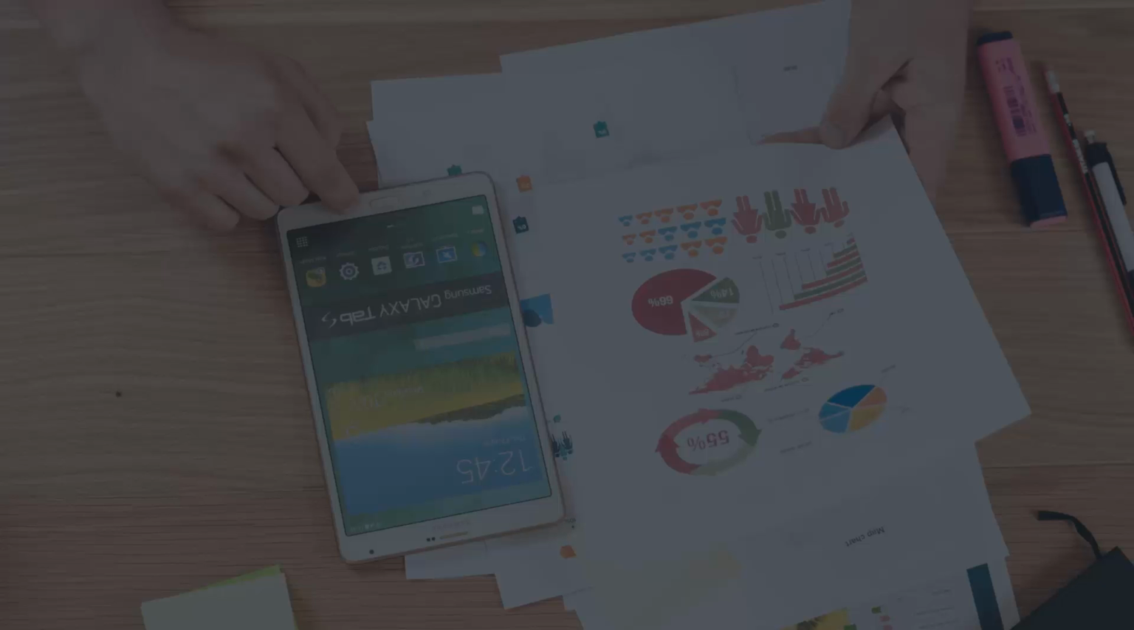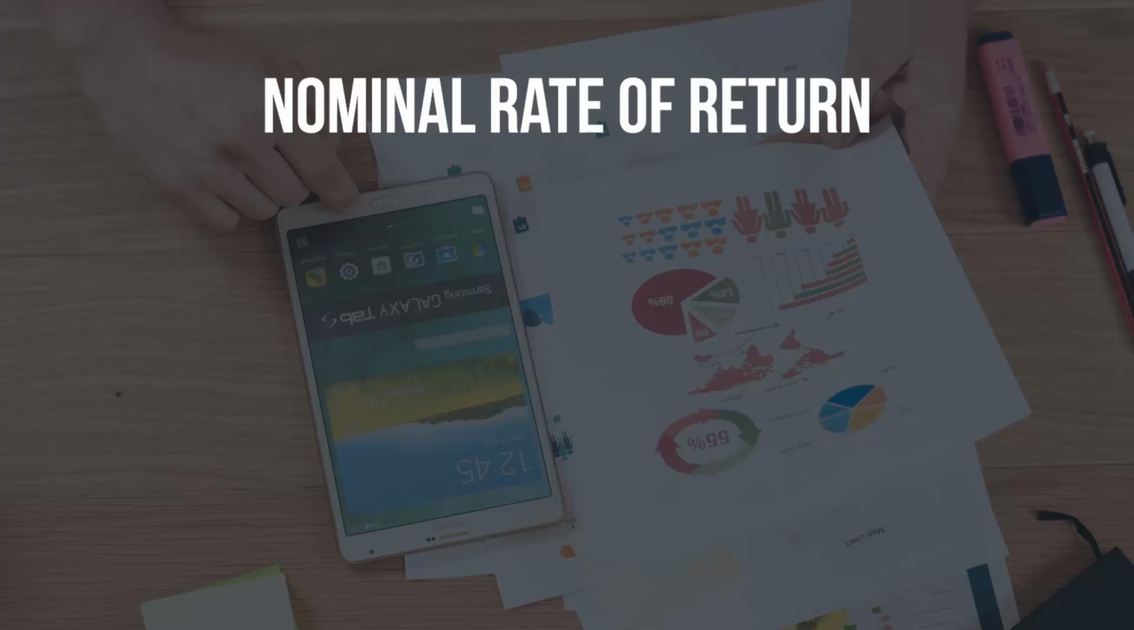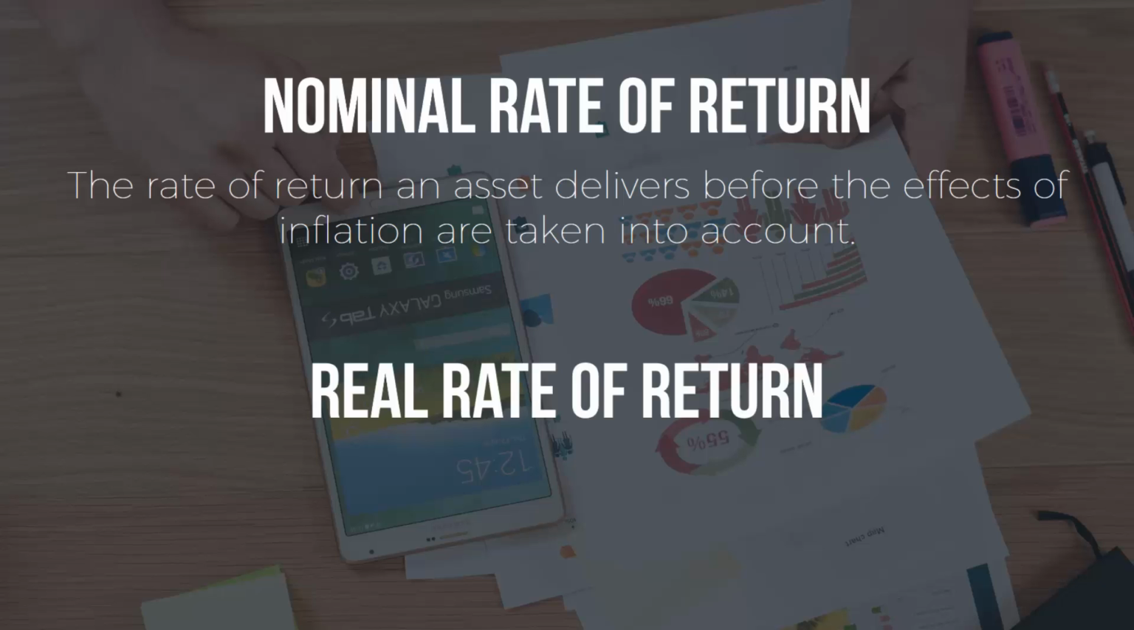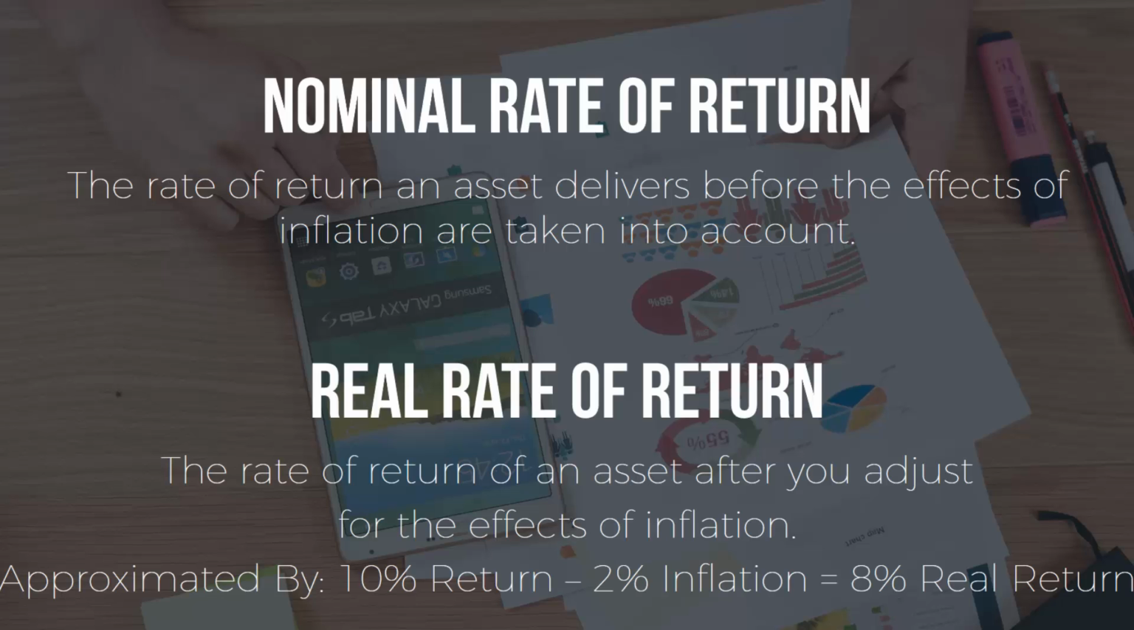Rates of return can be differentiated by whether or not they take inflation into account. The nominal rate of return is the return on an asset before the effects of inflation are taken into account, whereas the real rate of return is the return of an asset after you adjust for the effects of inflation. To get the exact number, there is a different formula, but real rates of return can be approximated by simply subtracting inflation from the nominal rate of return. So a 10% nominal return minus 2% inflation equals an 8% real return.